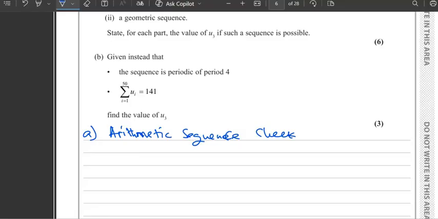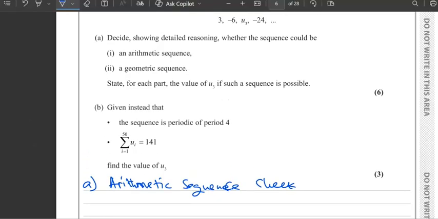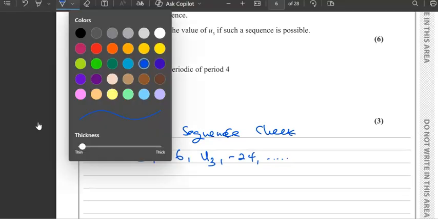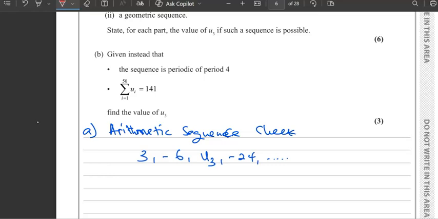Now, listing what you've been given here: 3, negative 6, u3, negative 24. From this we know that 3 is the first term, denoted as u1, negative 6 is the second term, u3 takes the third term, and negative 24 takes the fourth term.